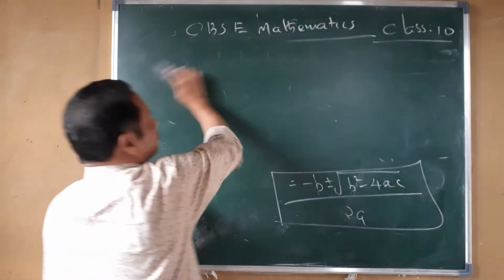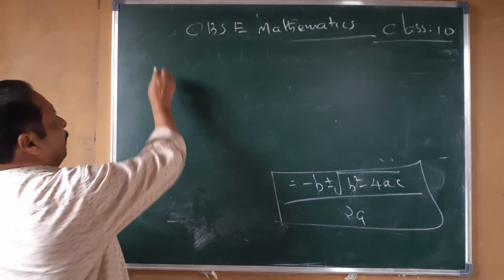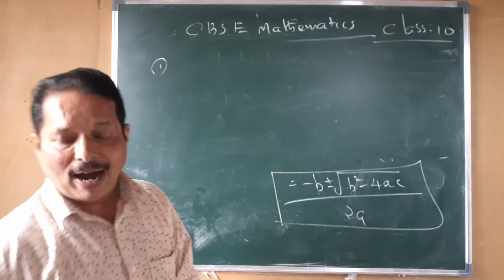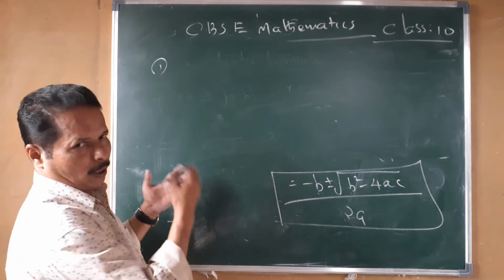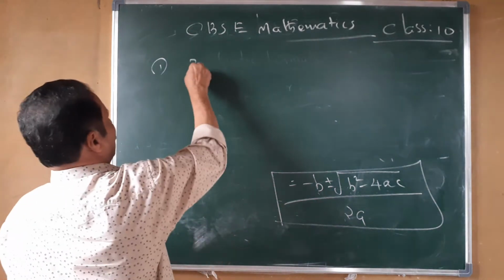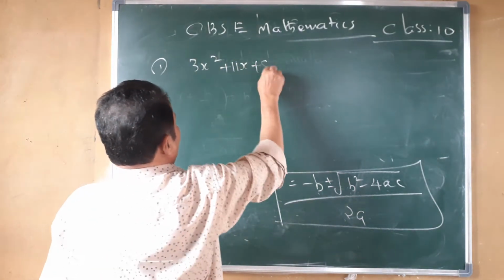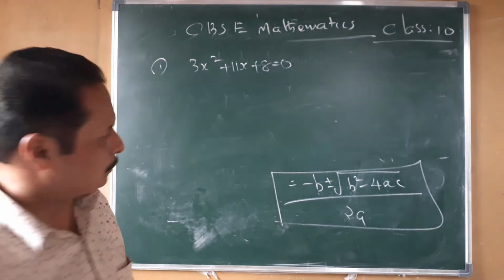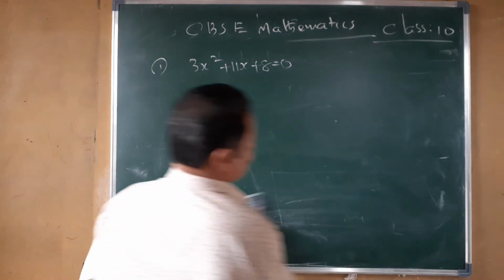Are you ready? Now look at it. Now, question: find the roots of the below given quadratic equation. Are you ready to start it? 3x square plus 11x plus 8 equal to 0.